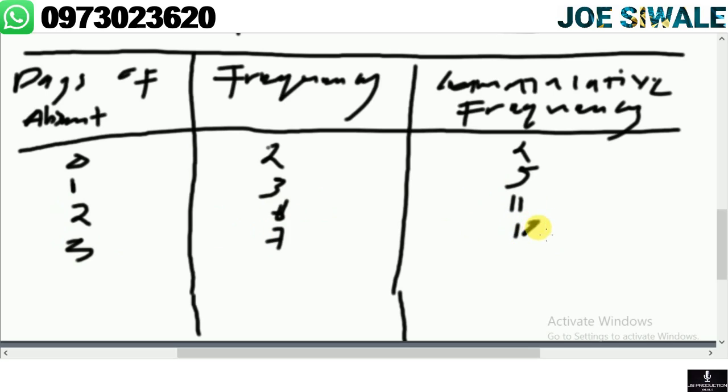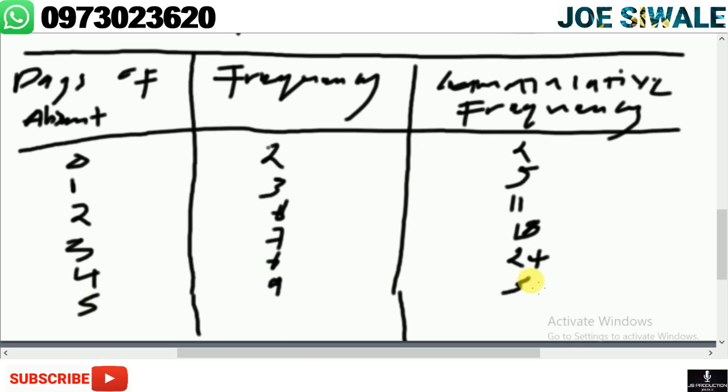Then we also have 4. The frequency of 4, there, that's 6. 6 plus 18, that's 24. Then we also have 5. The frequency of 5, that's 9. 9 plus 24, that's 33.